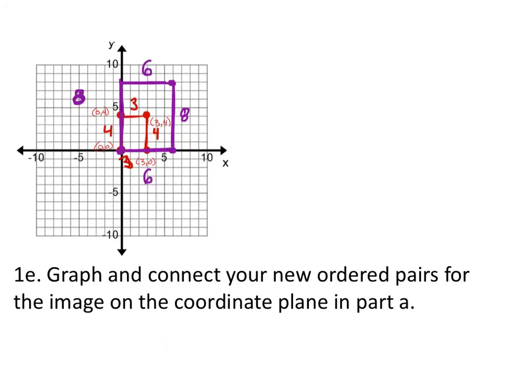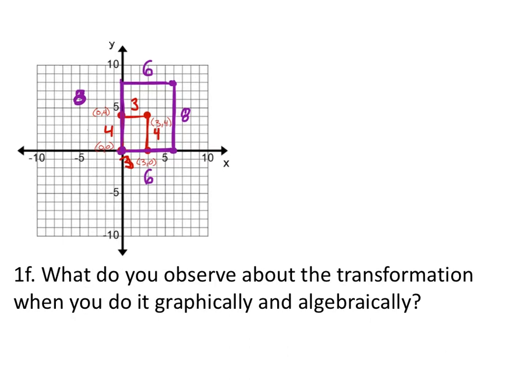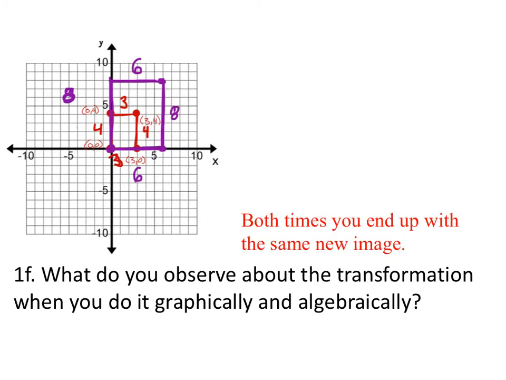Part E, graph and connect your new ordered pairs for the image on the coordinate plane in part A. We did that already. We already have these drawn. So part F, what do you observe about the transformation when you do it graphically and algebraically? Alright, so you can have something written like this. Both times you end up with the same new image. So either way that you do it, algebraically or graphically, you'll end up with the same thing.